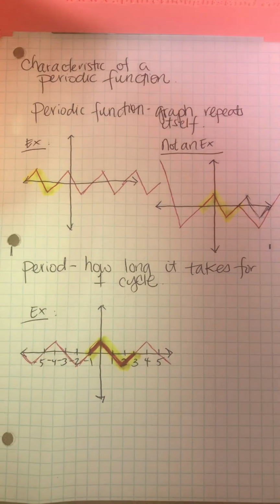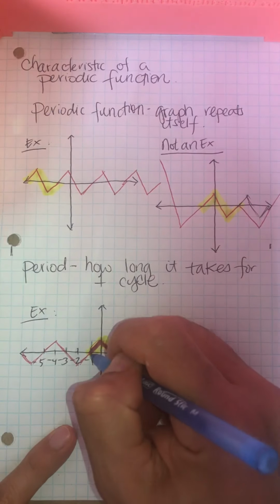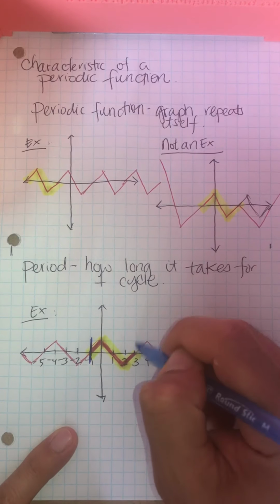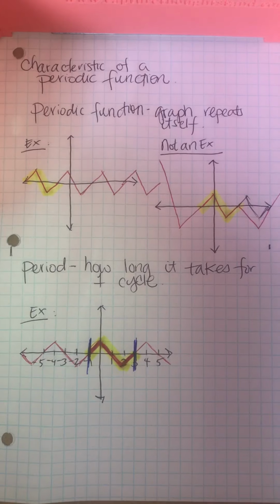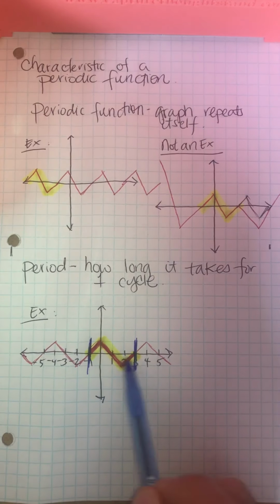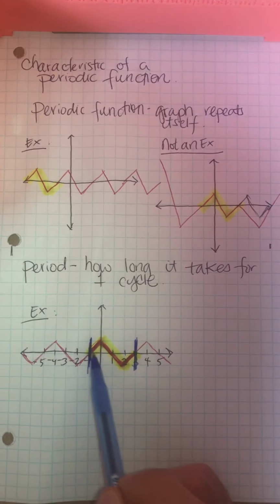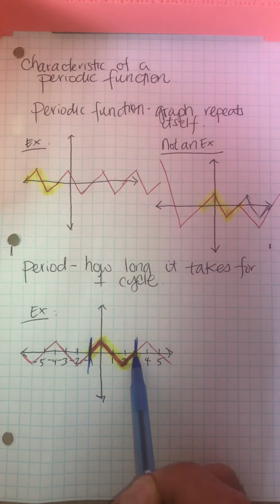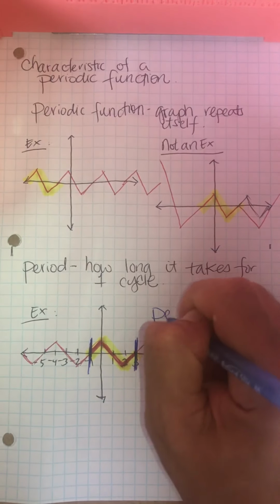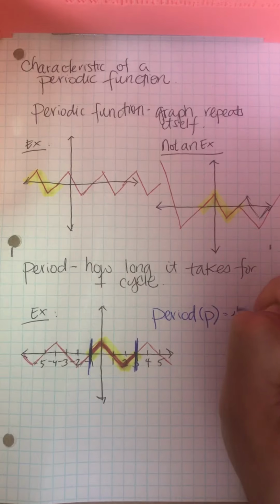Now, what we want, how we determine a period, ladies and gentlemen, is how long does it take before it repeats itself? Essentially, how long is this? And here, as you can tell, it goes up to 3 and down to -1. So the total length is 1, 2, 3, 4. Here, our period, which we call P, is 4 units.